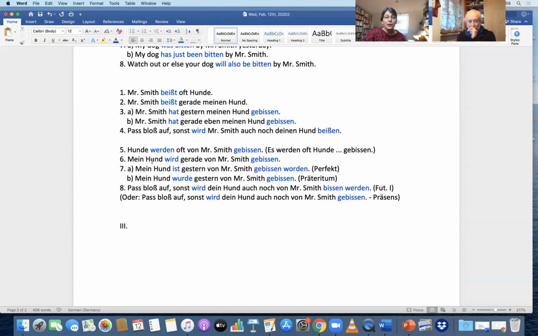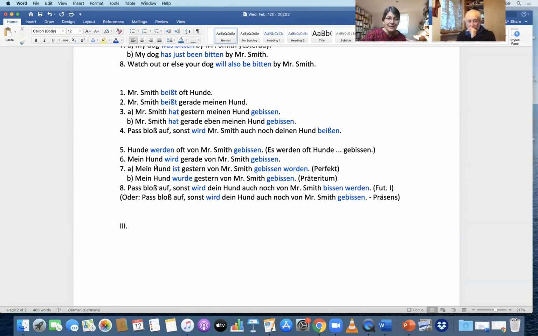Ja. Mein Hund wird gerade von Mr. Smith gebissen. So beißt gerade. My dog. So we need this the third person singular. Wird gebissen, but it's still the present tense. Sie werden gebissen, wird gebissen.